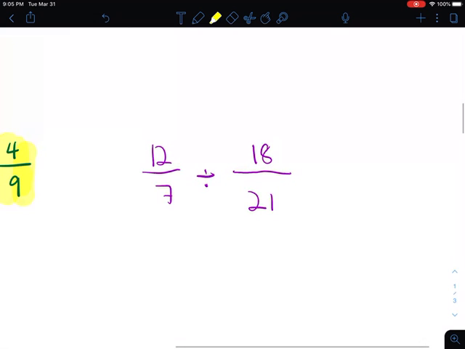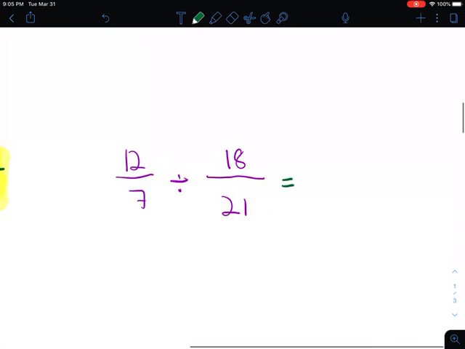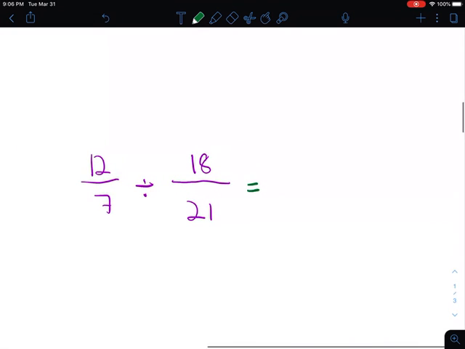And then let's go ahead and take a look at how we can divide with fractions. Now, when we divide fractions, there's actually one step we should do first, right?